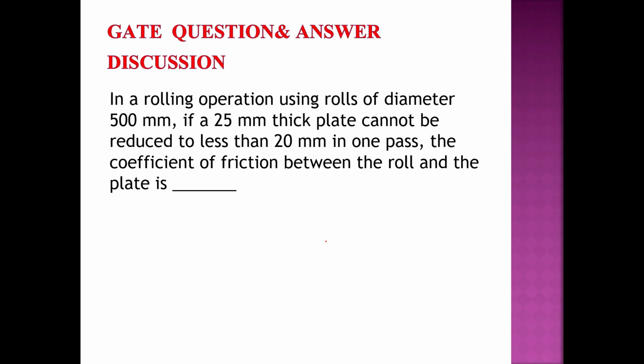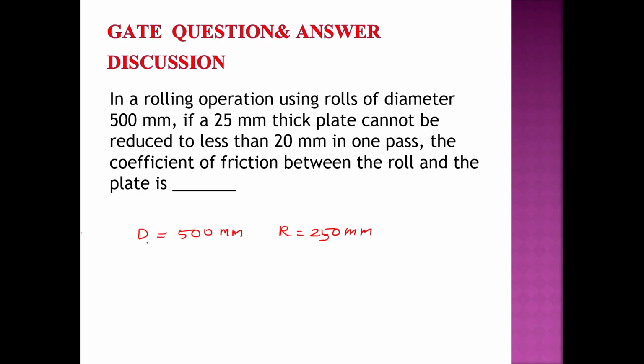In a rolling operation using rolls of diameter 500 mm, if a 25 mm thick plate cannot be reduced to less than 20 mm in one pass, the coefficient of friction between the rolls and the plate is? That is what they are asking. Here, diameter is 500 mm, radius is 250 mm.